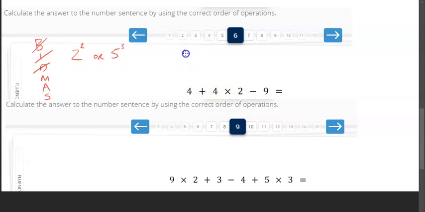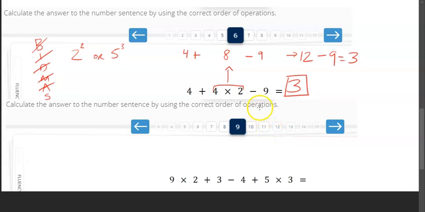So this is going to be written as 4 plus, in this case 4 times 2 is 8, and then we have the minus 9. So really we're working out 4 plus 8 minus 9. We've done the multiplication, so now we can do the addition. 4 plus 8 is 12. So our next line is 12 minus the 9. And now we can finally do the subtraction. 12 minus 9 is 3. So the answer in this case will be 3.